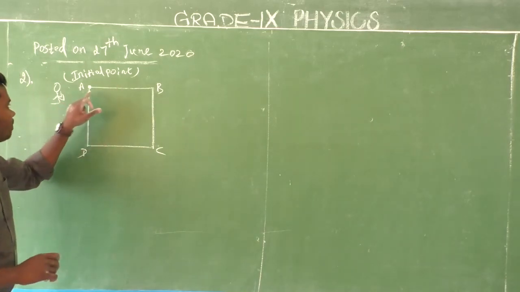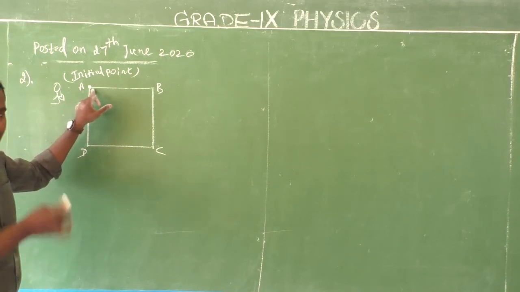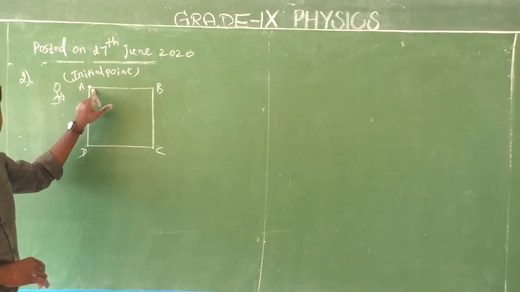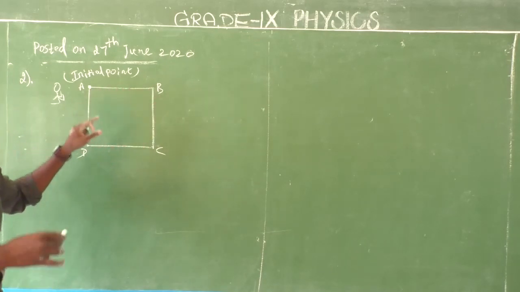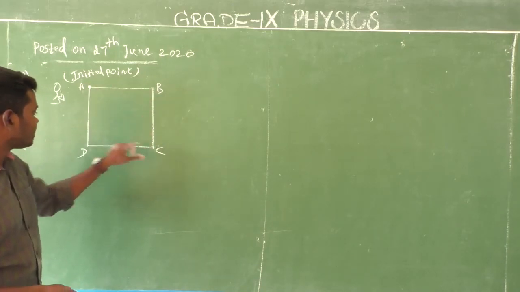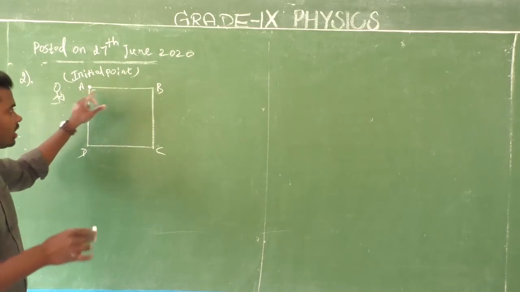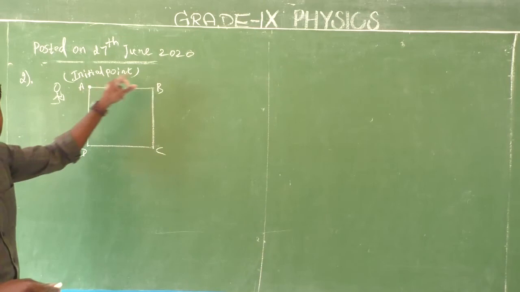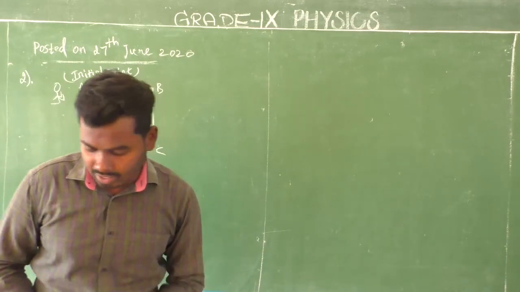Consider a farmer that starts moving from point A. Is it clear? So this farmer moves along the boundary of the square field, which means the farmer moves along the boundary of the square: AB, BC, CD and DA. The farmer moves along the sides of the square field. Is it clear? Yes.